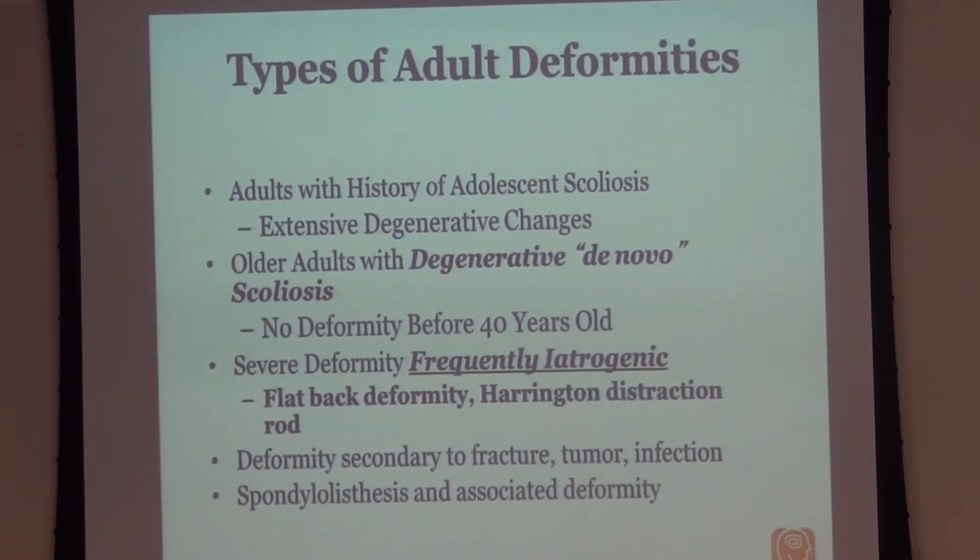We can always thank our predecessors, including myself in this group, where we created some of these problems by doing surgeries that we thought would be helpful, but over the years we have learned may not be. One example is the Harrington distraction rod. It's a great treatment for scoliosis, but it creates adjunct problems like flat back deformity and other things, which are very complex deformities for adult and older patients as they go through the degenerative changes that take place.